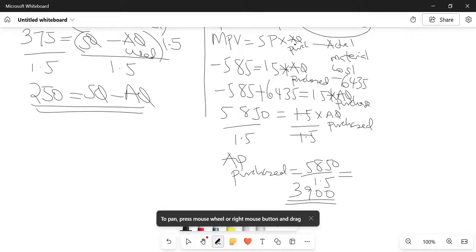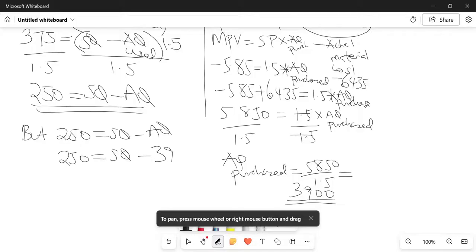Because if you remember very well, we had this 250. So then we go back, we say but that will be equal to SQ minus AQ, isn't it? So then we have here 250 equals SQ minus AQ. AQ is 3,900.